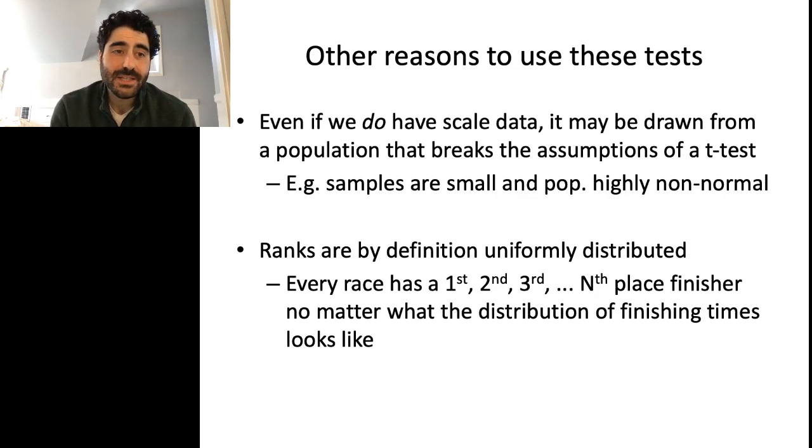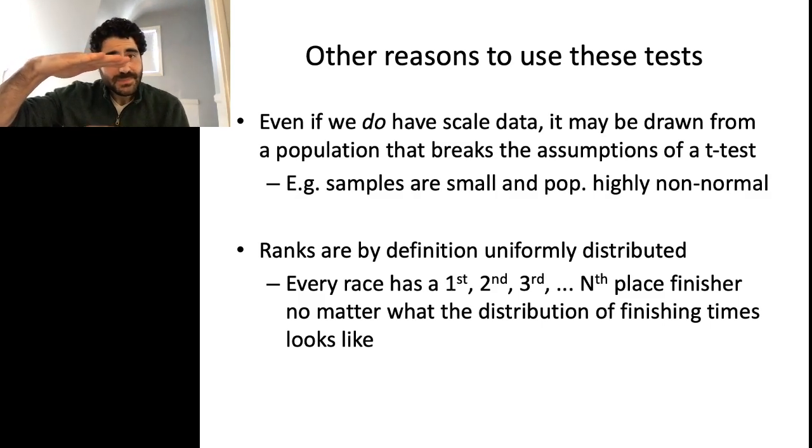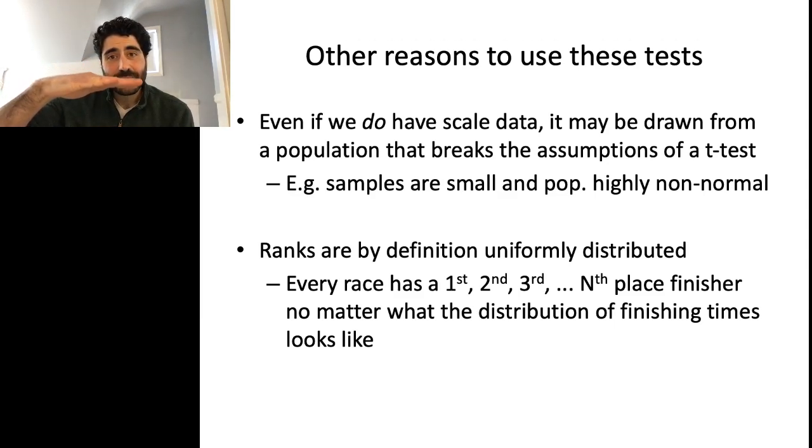If you think about the distribution of these ranks, how many first place finishers are there? How many second place? How many nth place finishers? There's always exactly one, so we have a totally flat, uniform distribution of ranks. No matter what the actual finishing times look like, the ranks themselves are always going to be uniformly distributed. This means we can ignore whatever weird distribution the actual data has, and instead just think about these ranks, which we know are uniformly distributed. It's not even really an assumption; it's basically guaranteed to be true.